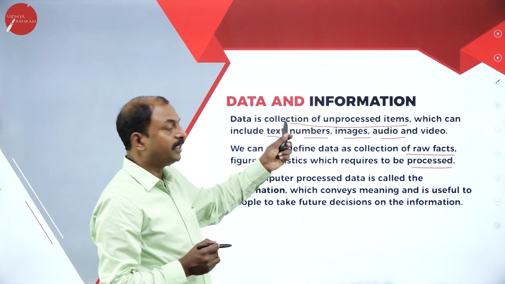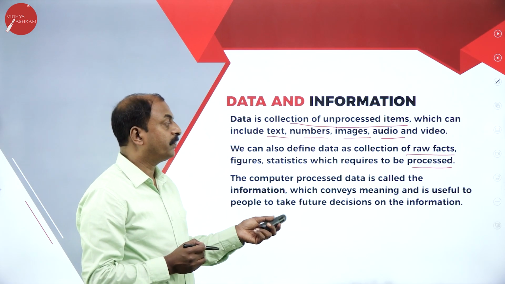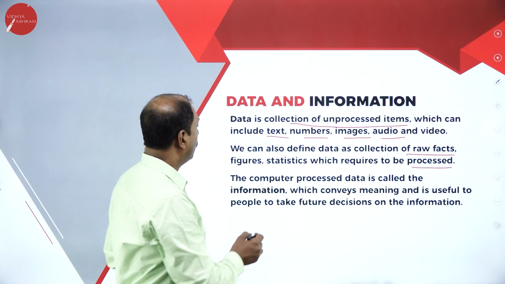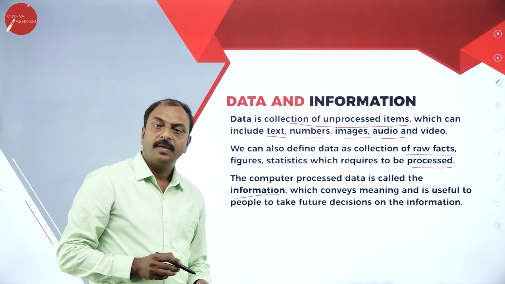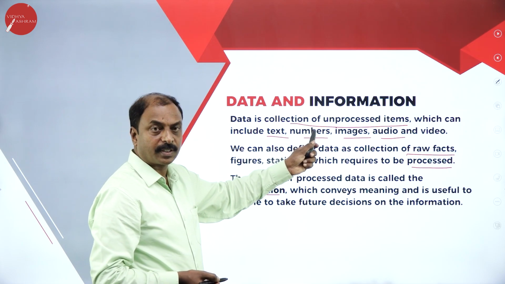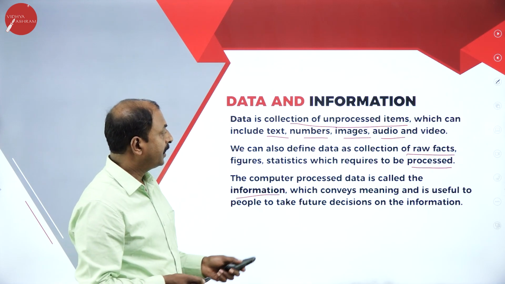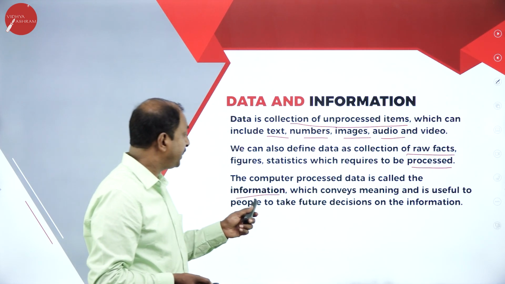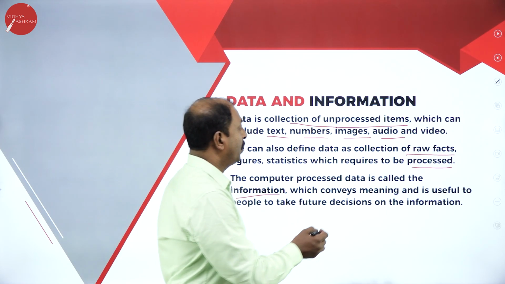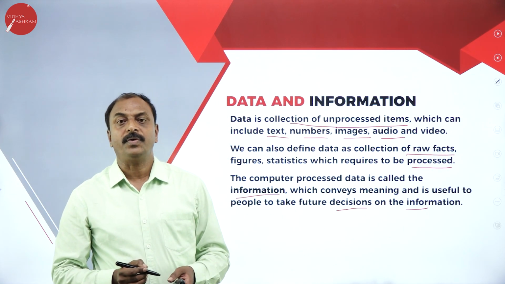So once the data is there, this data has to be processed for a meaningful result or information. The computer processes the data, and the result is called information. Once the data is given to the computer, it processes the data and we get the result. The processed data is called information, which conveys something meaningful and useful to people to take future decisions. So we are using information for various applications.